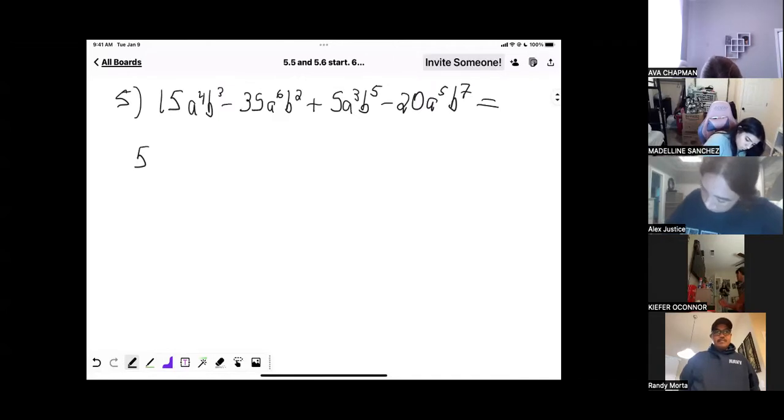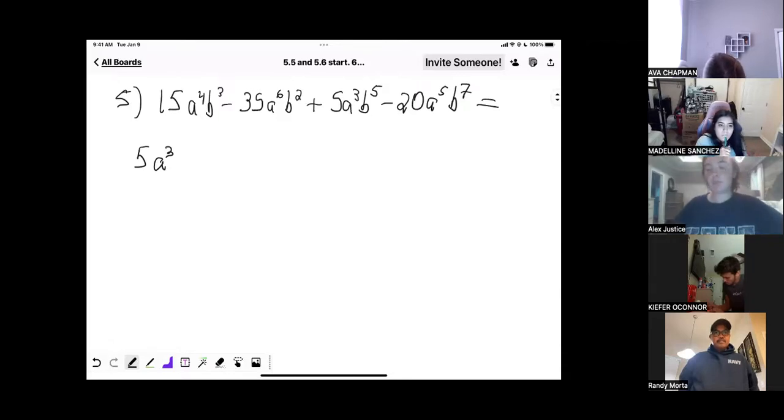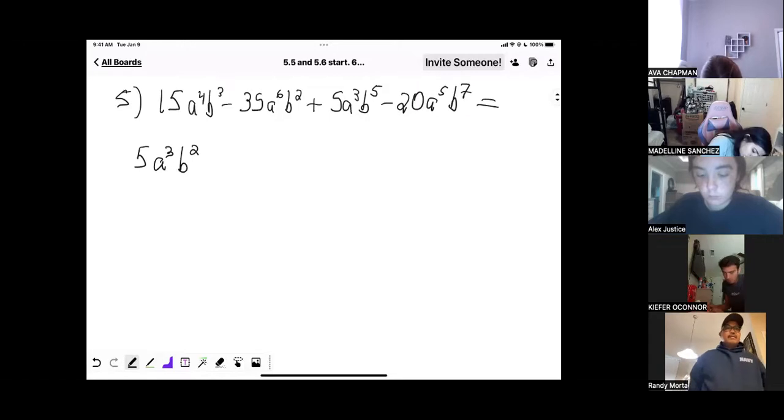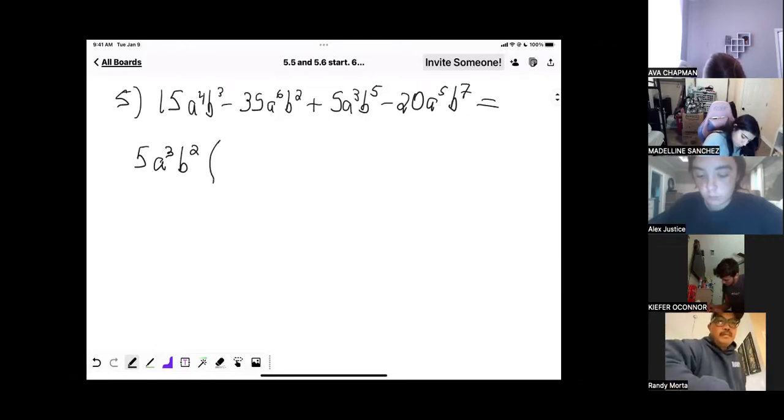I look at my a's. I'm looking at the exponents. I see a 4, a 6, a 3, and a 5. What's my smallest a exponent? A 3. A to the 3rd. Now I look at my b's. I have a 3, a 2, a 5, and a 7. Which one's the smallest? B squared. That's my greatest common factor. Parentheses.